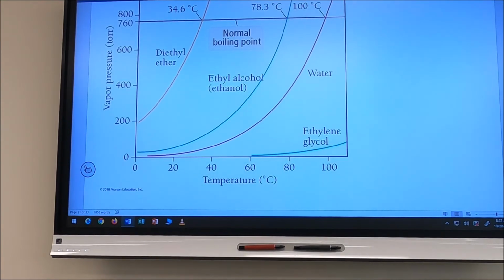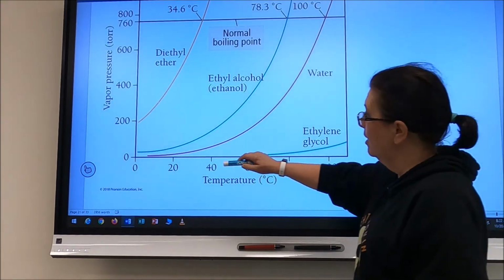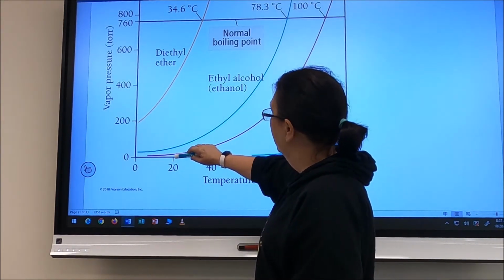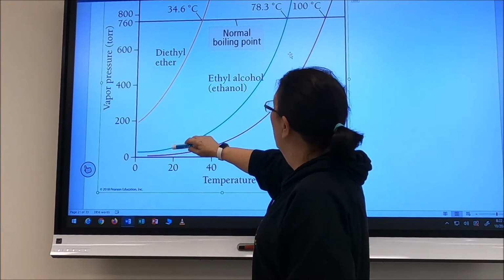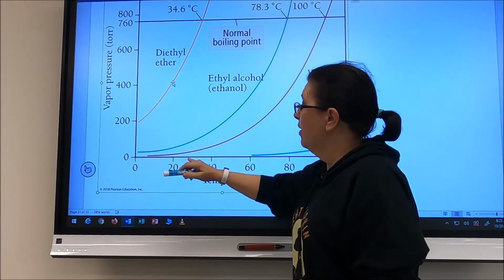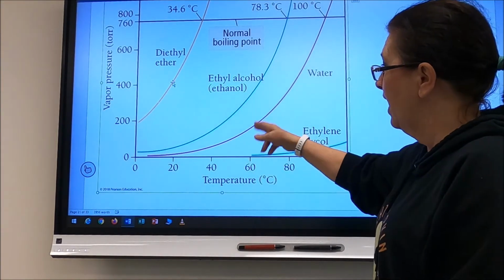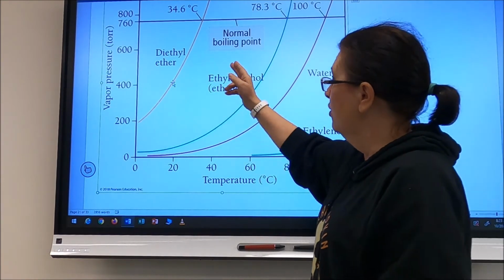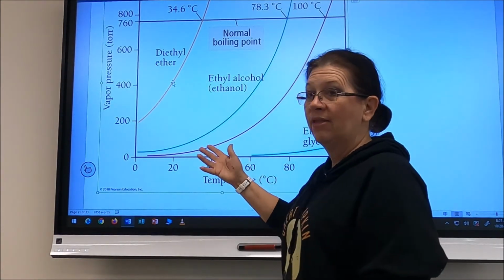Okay guys, here's a graph that shows diethyl ether, ethyl alcohol, water, and ethylene glycol vapor pressure as a function of temperature. Now, if we look at a single temperature here, 20 degrees C, okay, you can see water has the lowest vapor pressure, then ethyl alcohol, and then diethyl ether. Since water has the lowest vapor pressure at a given temperature, it has the strongest intermolecular forces of those 3. Diethyl ether has the weakest.